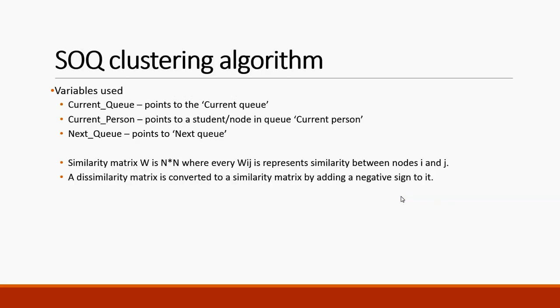SOQ clustering algorithm. What are the various variables that we use in this clustering algorithm? Current queue points to the current queue. Current person represents the node under consideration, and next queue points to the next queue. The similarity matrix used in this case is of order n by n, where every w_ij represents the similarity between nodes i and j. This similarity matrix is converted to a dissimilarity matrix by adding a negative sign to it. All kinds of real numbers can be taken into consideration.